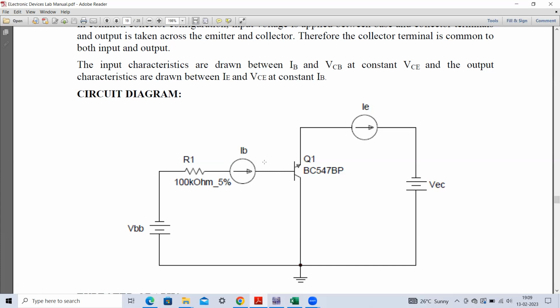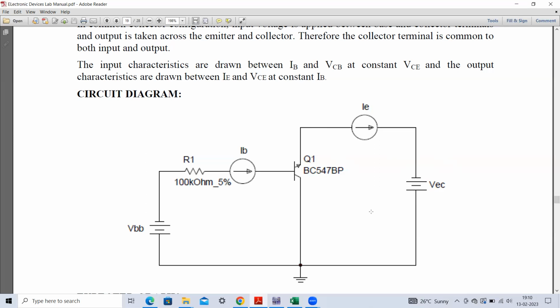Here we have to connect one multimeter to measure the current through this particular circuit. And here again, we have to connect another multimeter to measure this particular current. Then this potential is referred to as VEC, the emitter to collector potential. This is our emitter terminal and this is our collector terminal. So this is our emitter to collector potential. Again, note down this polarity: this terminal is negative and this terminal is positive.